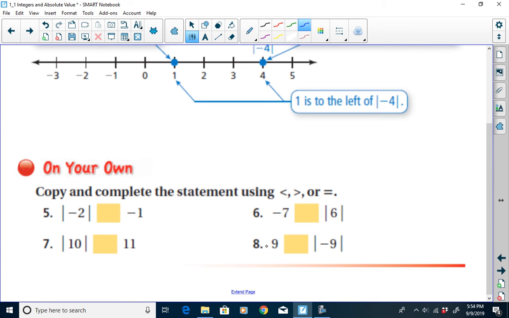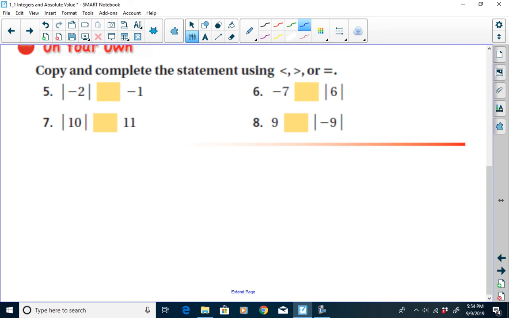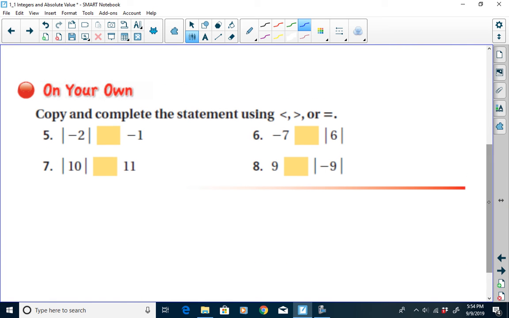If we're looking at these examples here, you want to think about that number line each time you compare these numbers. The absolute value of -2, well, that's located 2 units to the right of 0. -1 is to the left of 0. So the absolute value of -2, which is 2, that's going to be greater than -1. -7 is to the left of 0. The absolute value of 6, well, the absolute value of 6 is 6. That's to the right of 0. -7 then would be less than +6.